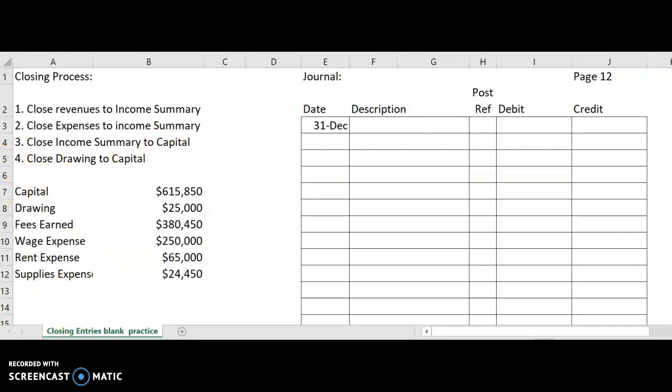And the reason that we close drawing straight to capital is because income summary is just going to temporarily hold revenues and expenses and close that to capital. And then we're just going to close drawing straight to capital. So everything ends up in capital, all of these accounts. And really the easiest way to see this is by looking at an example.